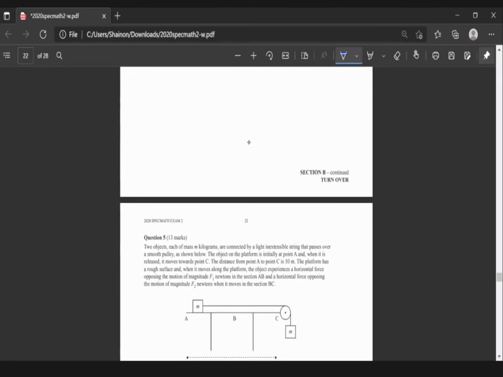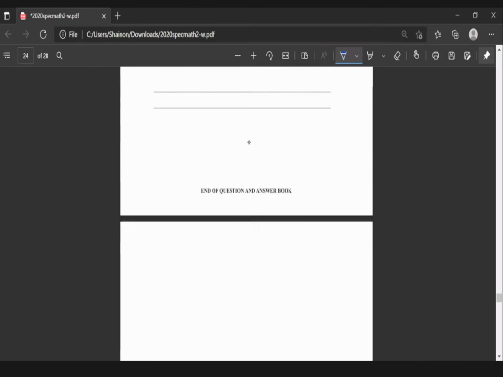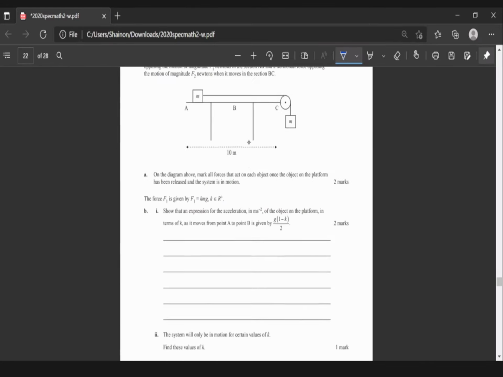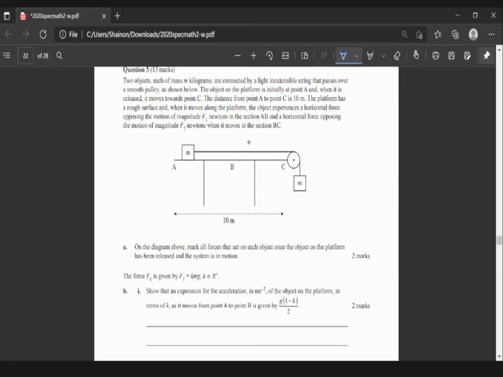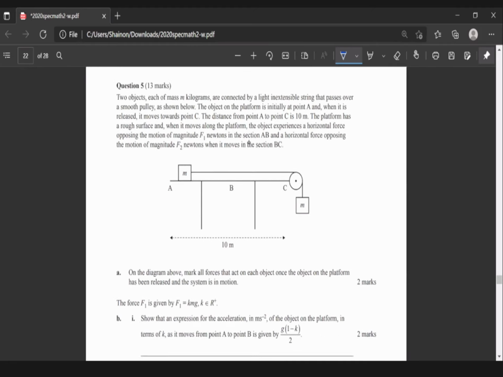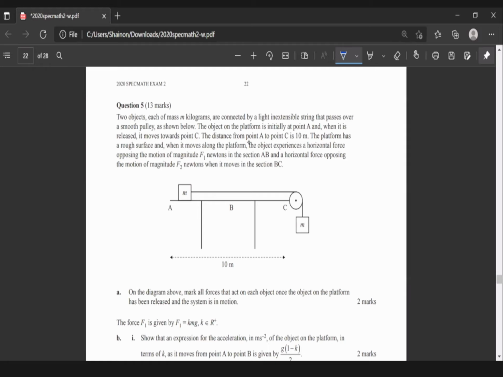So next question. Okay, this one was a bit of a tricky one if you didn't understand it. Two objects, each with a mass of m, are connected by a light inextensible string that passes over a smooth pulley. So it's not rough, so no friction at point A, I guess.